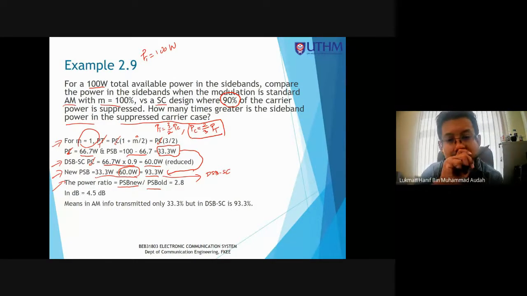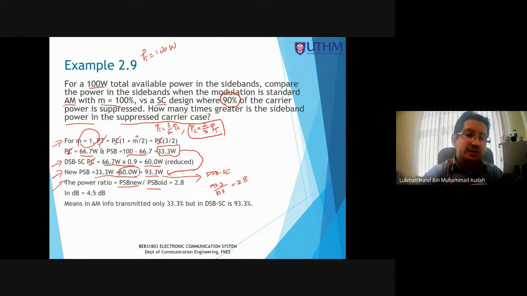So kalau kita bahagikan 93.3 dibahagikan dengan 33.3, so that means we do 93.3 divided by 33.3. So this is equal to 2.8. This is 2.7 something something. Kalau you bahagikan, try guna calculator. 93.3 bahagikan dengan 33.3. So 2.8. Okay, tepat 2.8.